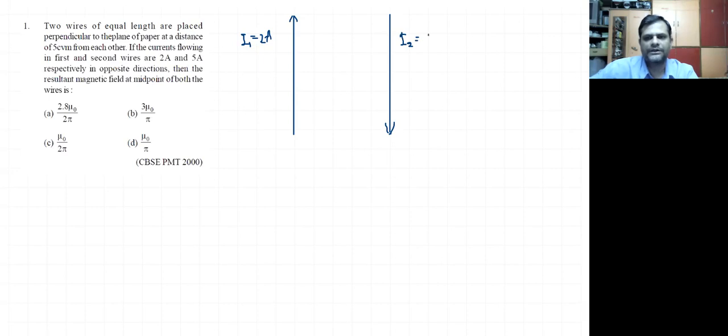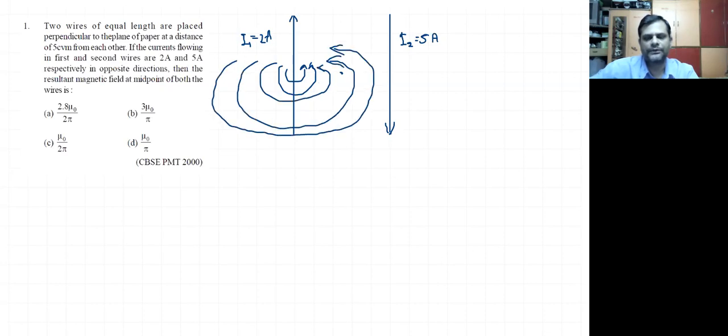Okay, so these currents are given. Now see, what we have to find out is the resultant magnetic field at the midpoint. That means we want to find out the magnetic field at this point here. So see here, if we represent the magnetic fields of both of the wires, then according to the right hand rule, the magnetic field due to this first wire here will be circulating like this. So the magnetic field will form lines of force which are directed in this way.